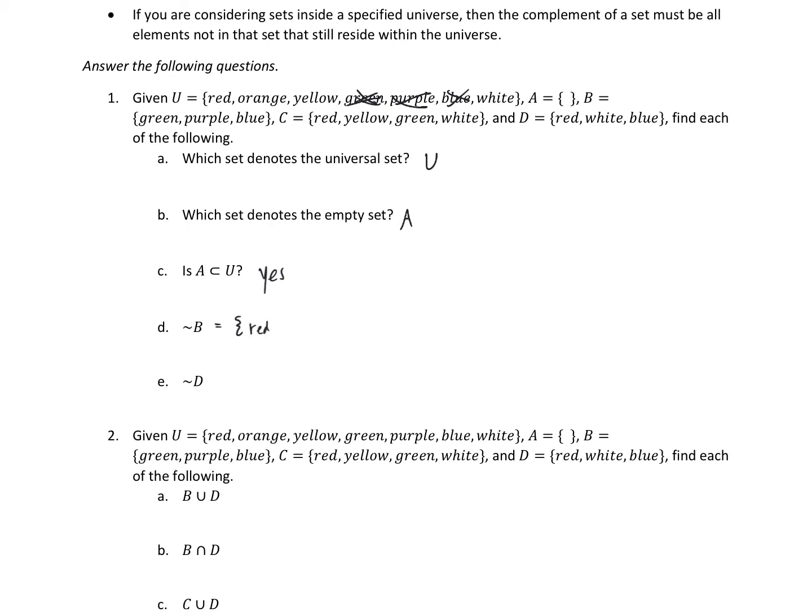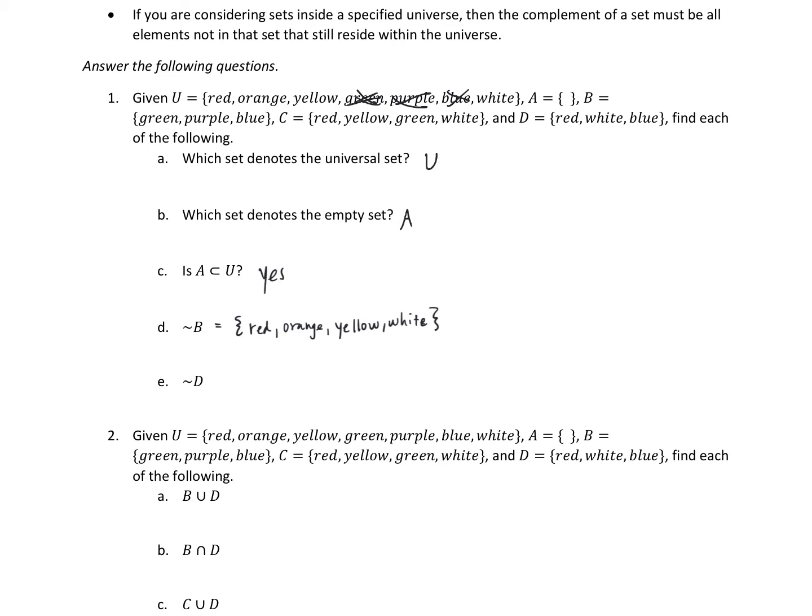So that would include red, orange, yellow, and white. Those are the colors that are in the universal set that are not in B.